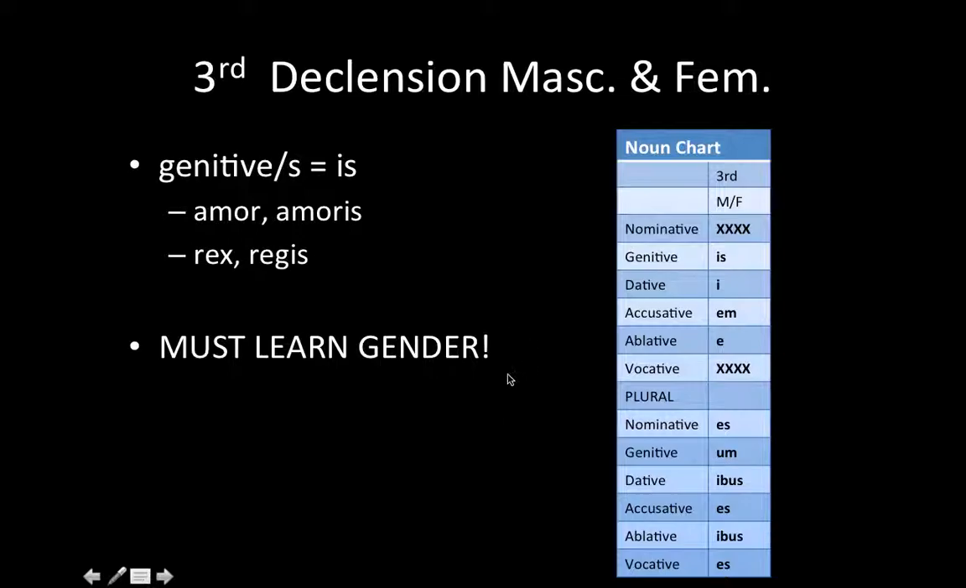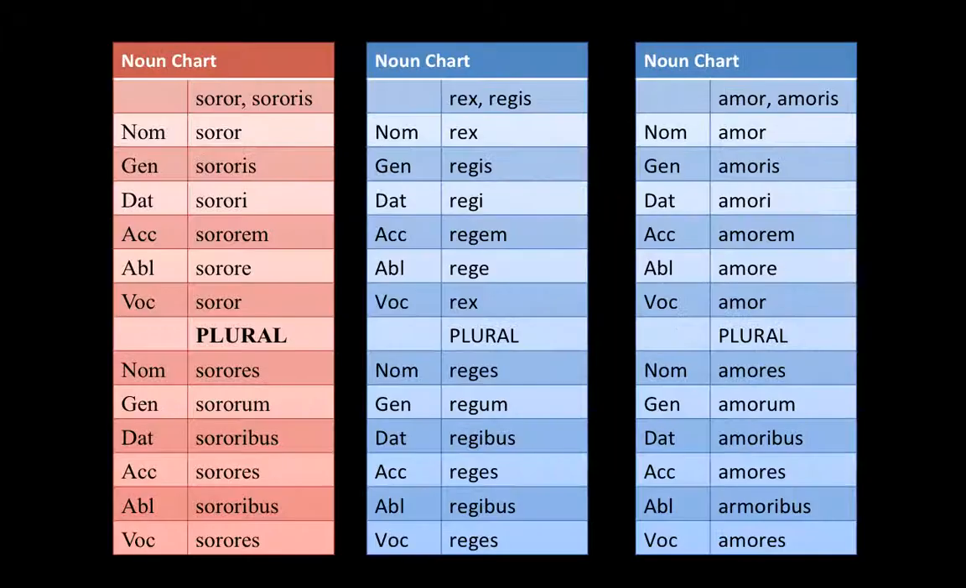So when you're doing these, third declension, this is for masculine and feminine, so you have to learn gender. There are third declension neuter nouns that we'll add in later. So let's see what these look like.